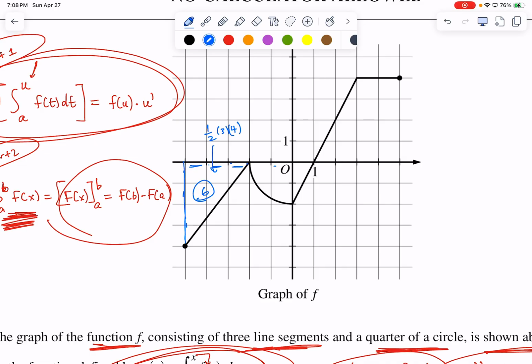All right, we want all the way to 1. So we got to get this little triangle. I'm going to get this little triangle real quick. That's 1/2. Base of 1, height of what? 2. So that's going to be 1. Agreed? All right, this is a quarter circle.